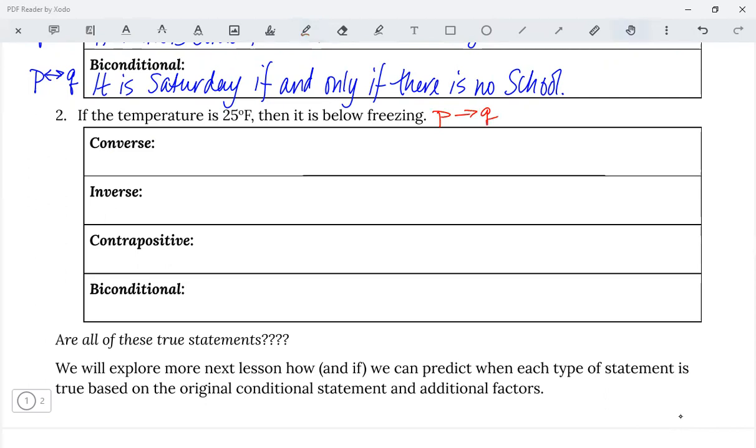So again, if it helps you remember the order, jot it down. Converse is switch, inverse is not, contrapositive is both, so not Q, then not P. Biconditional, if and only if.